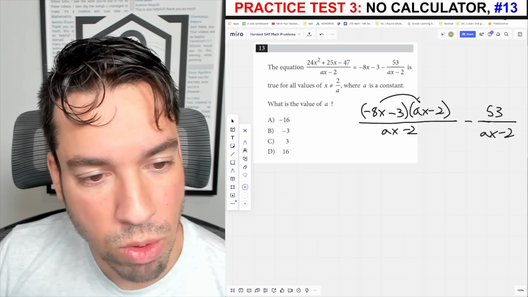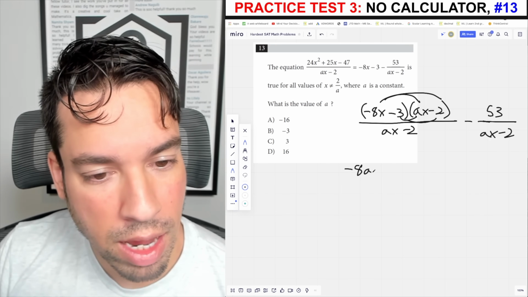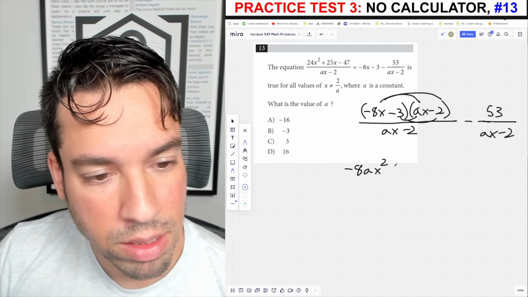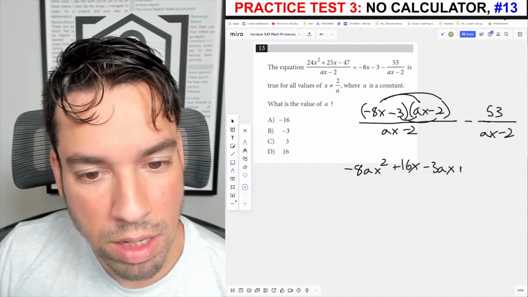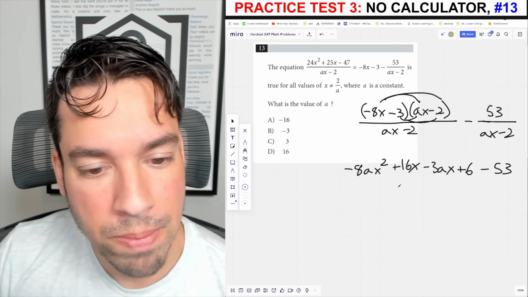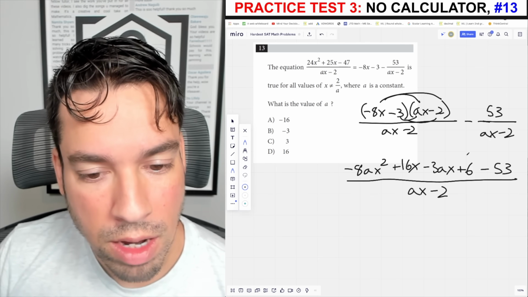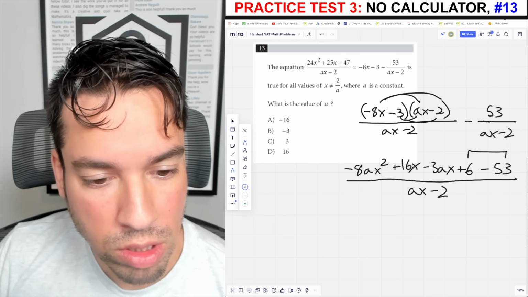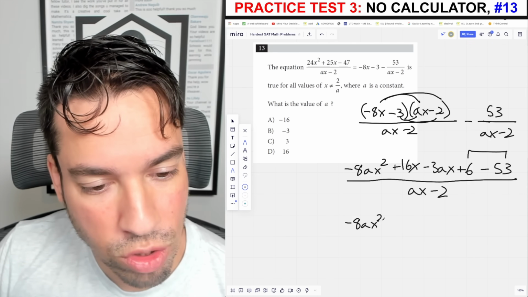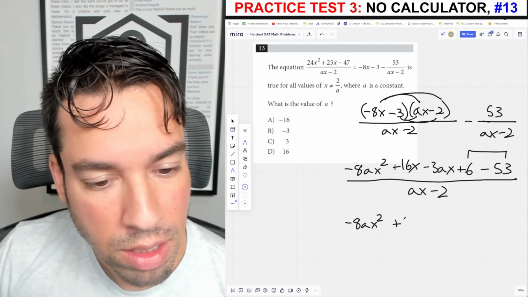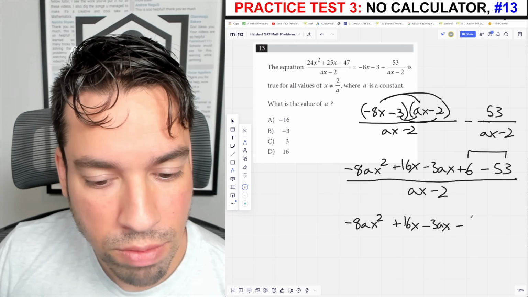But first, before I do that, I'm going to FOIL this guy like so, and I get negative 8ax squared plus 16x. Negative 3 times ax is minus 3ax plus 6, minus 53 over ax minus 2. Now I'm going to simplify by merging those guys. And these guys can't really be combined because of the a, but it's still pretty good. So we got negative 8ax squared plus 16x minus 3ax minus 47.